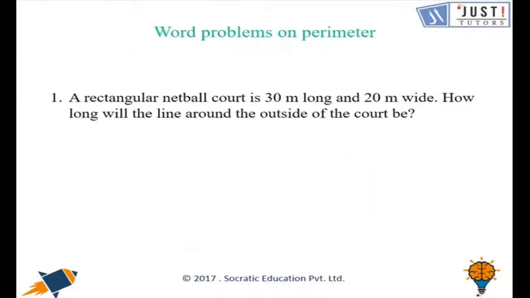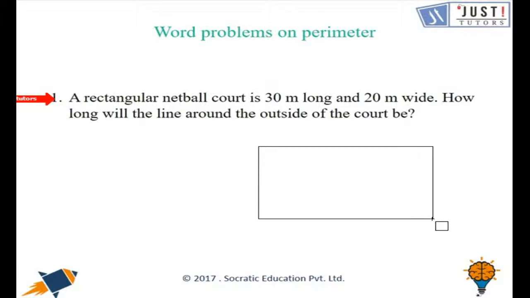Now we will try a worded problem based on perimeters. In this question, a rectangular netball court is 30 meters long and 20 meters wide. How long will the line around the outside of the court be? So let's suppose this is the rectangular netball court, and the length is 30 meters and the width is 20 meters.